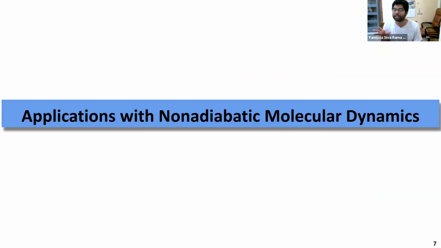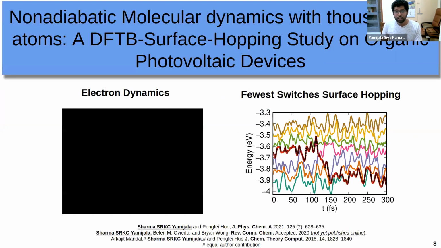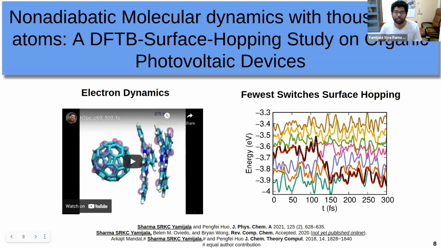So here we will be discussing the non-adiabatic molecular dynamics application, where the wave function should be represented in terms of several potential energy surfaces. In this particular application, we have studied the electron dynamics. We captured this electron dynamics by implementing the non-adiabatic dynamics method known as the fewest switches surface hopping method in the DFTB plus package.